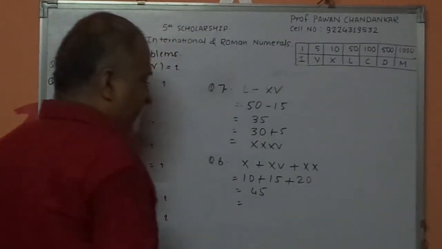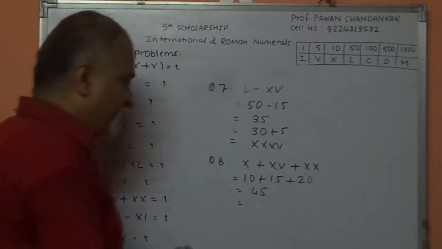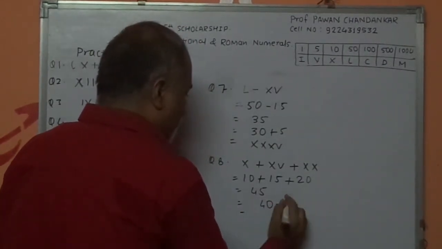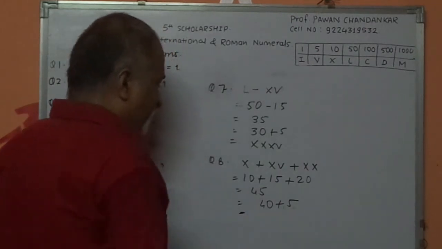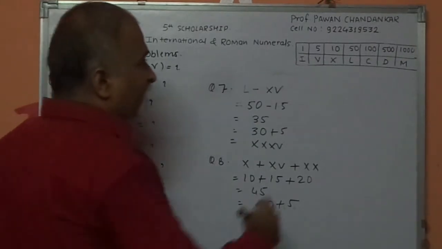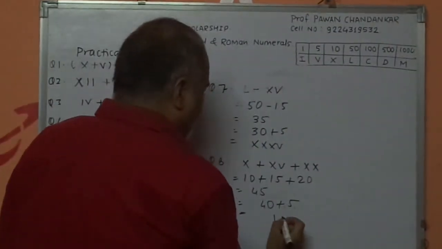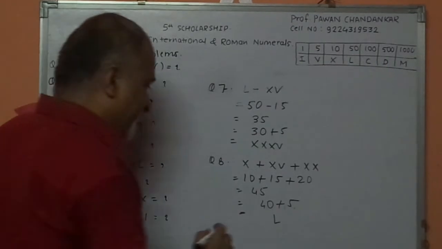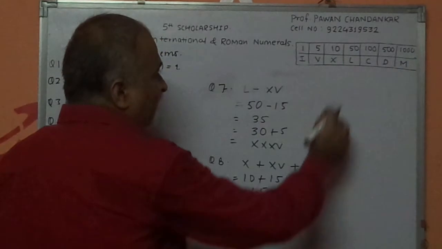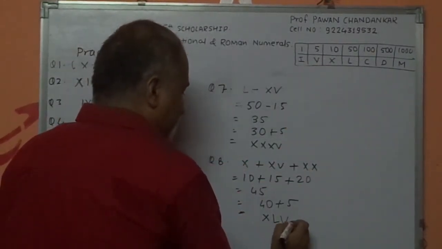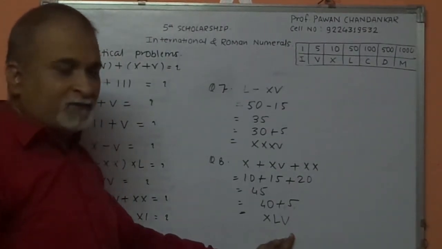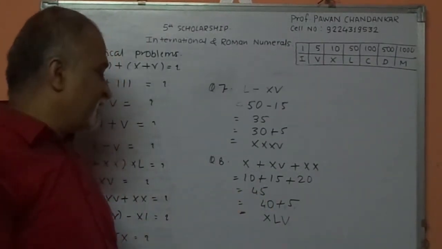Right, students? So how will you represent this 45? 40 plus 5. Yes or no? 40 plus 5. So 40, how will you write? 40 means again 50 minus 10. So for 50 what we write? L. And to the left of L I will be writing X. Means this will give me 40. And for 5 I will be writing the letter V. So what is our answer, students? XLV means 45. Right, students?